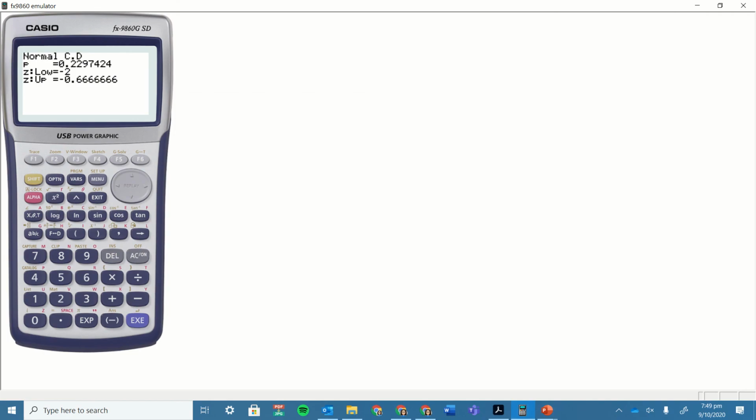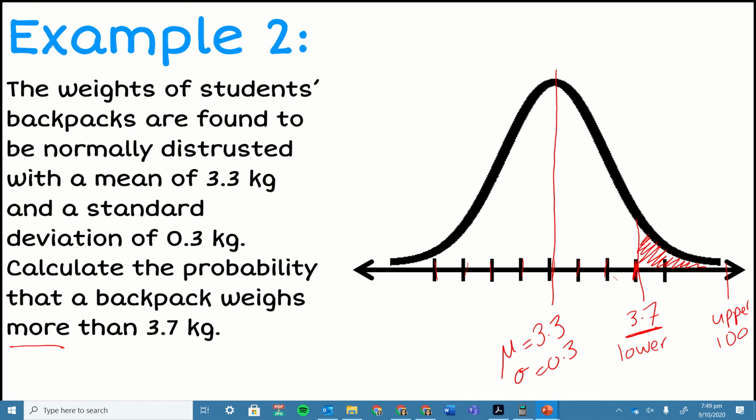So I'm going to jump back to my calculator, jump back into this mode, and I'm going to change my lower value there to 3.7 and my upper value, putting in a big value of 100. And now I can execute that, and the probability there is 0.0912. And I'm just going to write that answer to 4DP. So that would give me a probability of 0.0912. So that tells me how big that area there is. There's a 9.12% chance of having a backpack weighing more than 3.7 kilos.